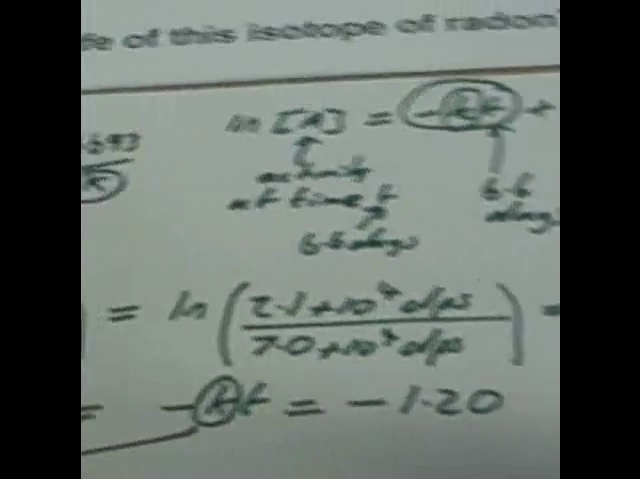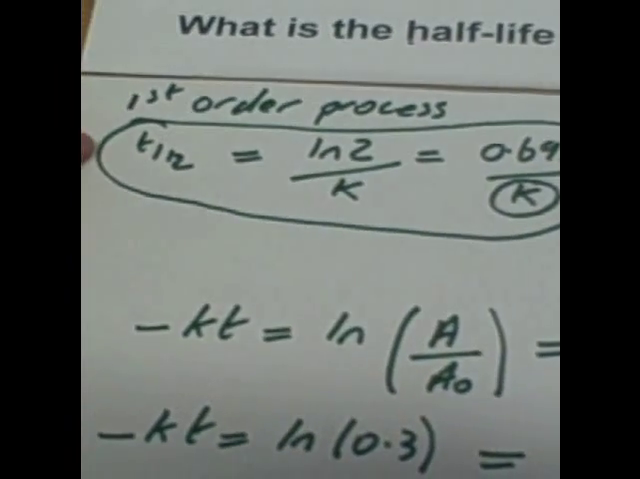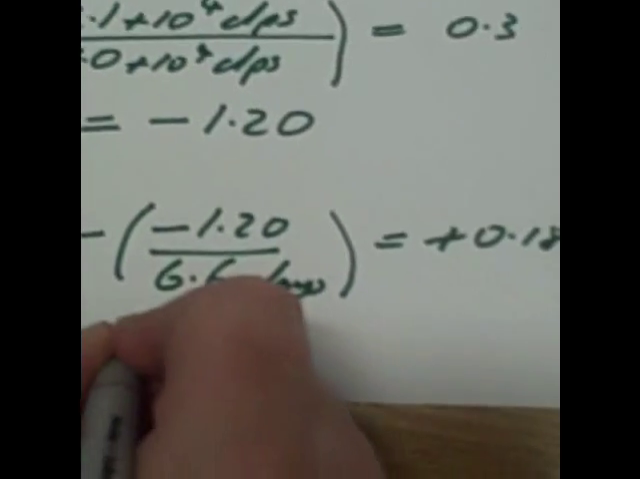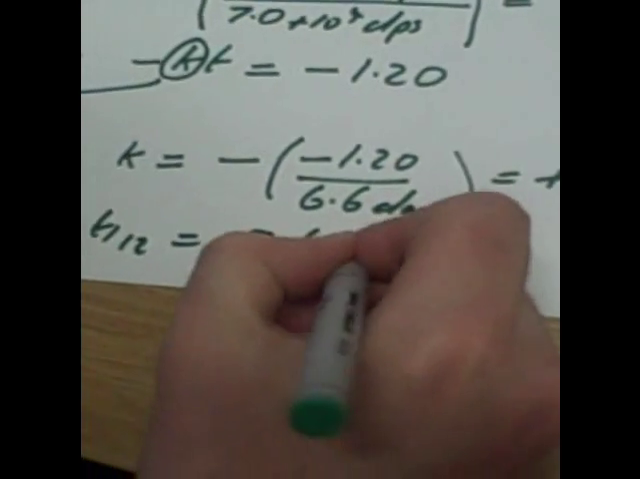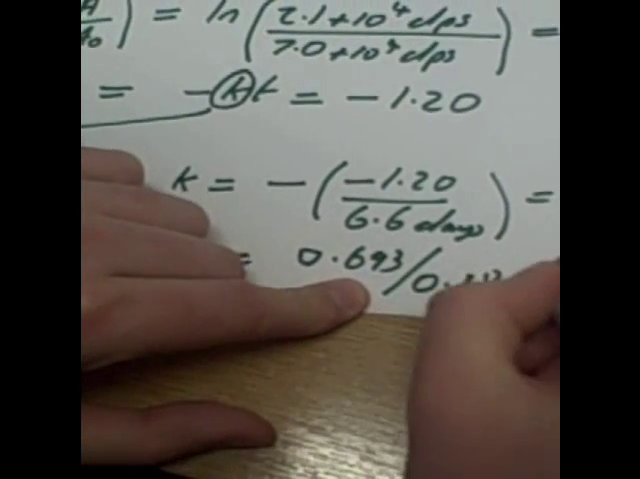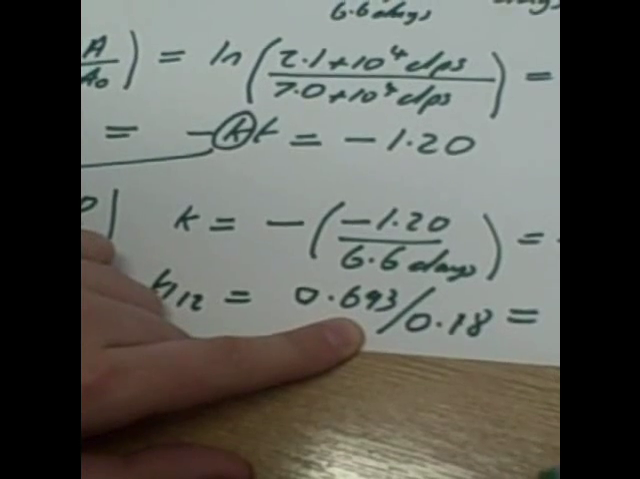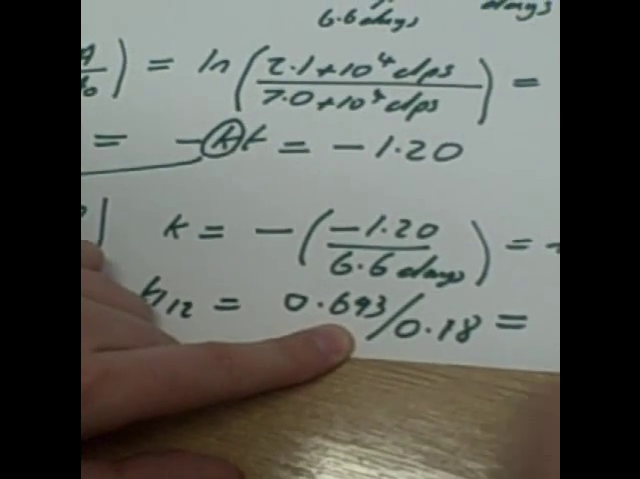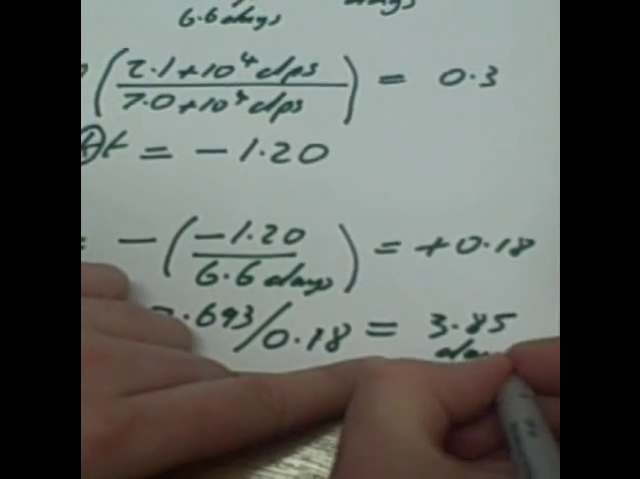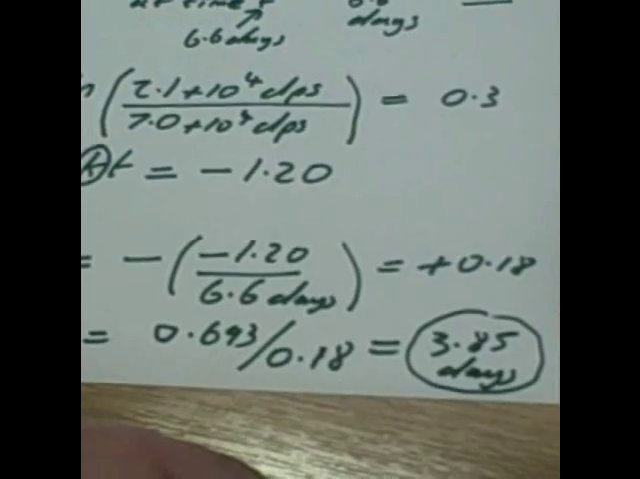Going back here, remember what our half-life is? 0.693 over k. So let's just sort that out. Our half-life will be equal to 0.693 divided by 0.18. Let's have a look what the calculator tells us. Divided by 0.18. 3.85 days. So the half-life of radon is 3.85 days.